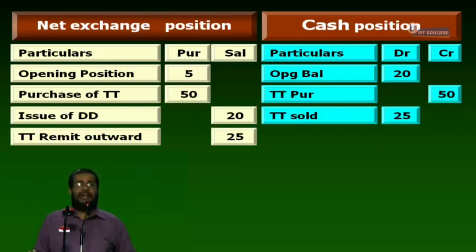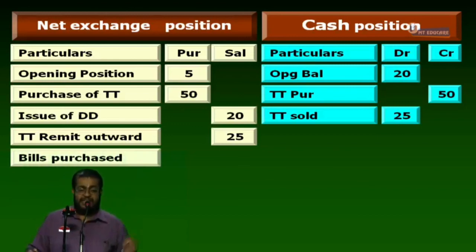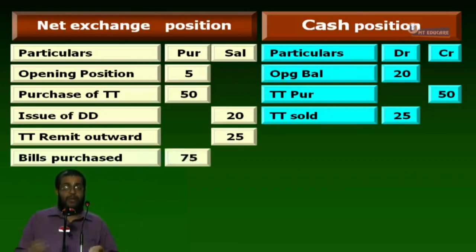Purchase bills, that is, the bank is purchasing pounds through a bill receivable. Is the bill purchase a purchase or a sale? Bills purchase, right? In purchases, how much is the bill purchase? 75. Purchase of bills is 75. Now tell me, will it affect cash? It will not affect cash until the bill is realized.